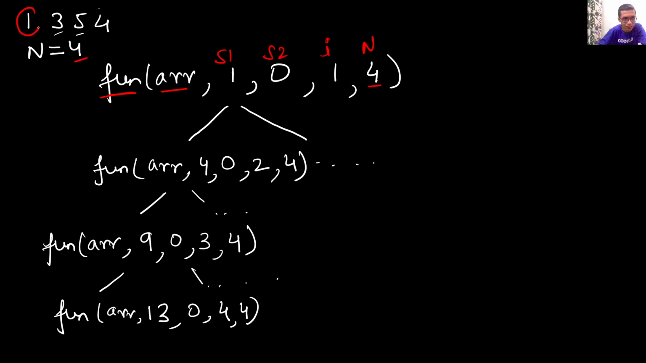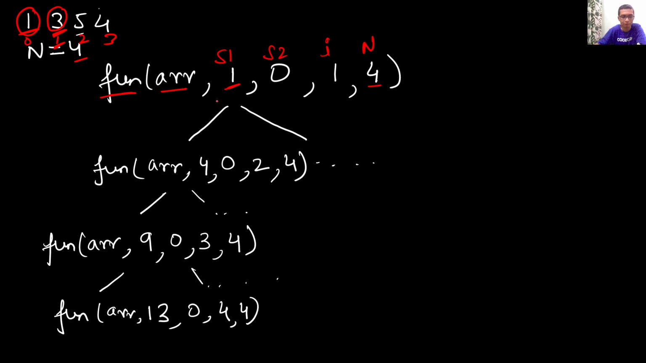Initially, we have added this 1 with the very first group. So initially ARR of 0 has been added with S1. Then S2, which is the second group, is empty, so its value is 0. Then the next element that has to be added is at index 1: 0, 1, 2, 3. At index 1 we have 3, which is the next element to be added. And then we have 4, which is the size of this array. So firstly I need to add this 3 with the very first group.